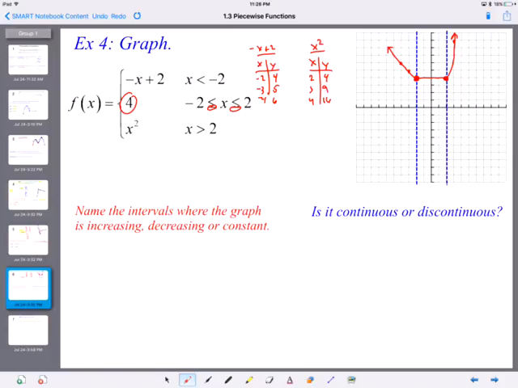And so now when you look at this one, is this continuous or discontinuous? Well, this one is definitely continuous. There is no break in the graph of the piecewise function. It was all kind of connected together.